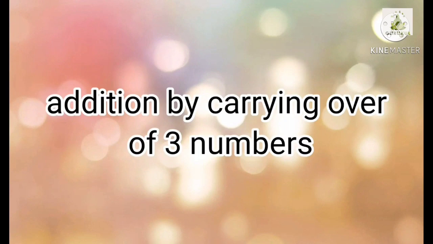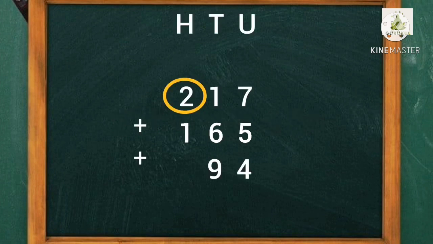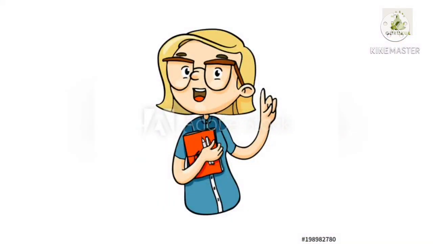So the sum is like this: 217 plus 165 plus 94. Let us first arrange them vertically. 2 hundreds, 1 ten, 7 units plus 1 hundred, 6 tens, 5 units plus 9 tens, 4 units. The method for this is the same. Start with the units. The units add up to how much?